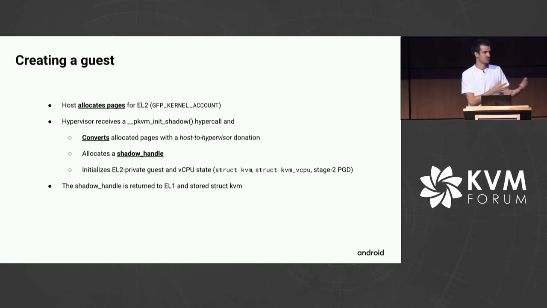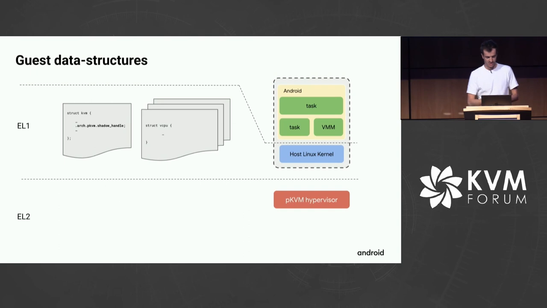The shadow terminology is consistent with the series at the time when I wrote the slide. So this is basically what it looks like. When the host creates a guest, first it will allocate its own KVM struct, KVM struct vCPU, and all of that stuff. And one of the members in struct KVM in the Arch code will be the shadow handle.